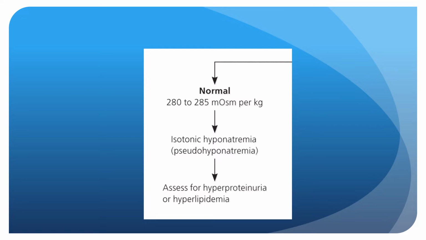If they have isotonic hyponatremia, it basically means that the serum osmolality is normal, but another osmole is interfering with the osmometer, such as proteins or triglycerides. This is why it's called pseudo-hyponatremia. This is more of a historical finding, as new osmometers don't get interference from these osmoles.